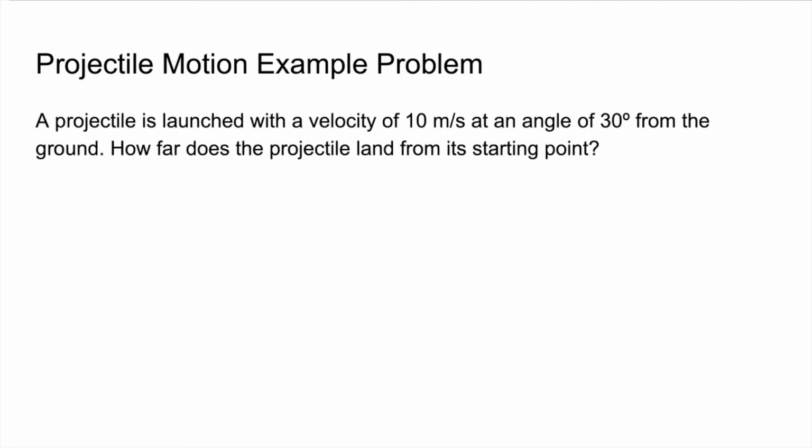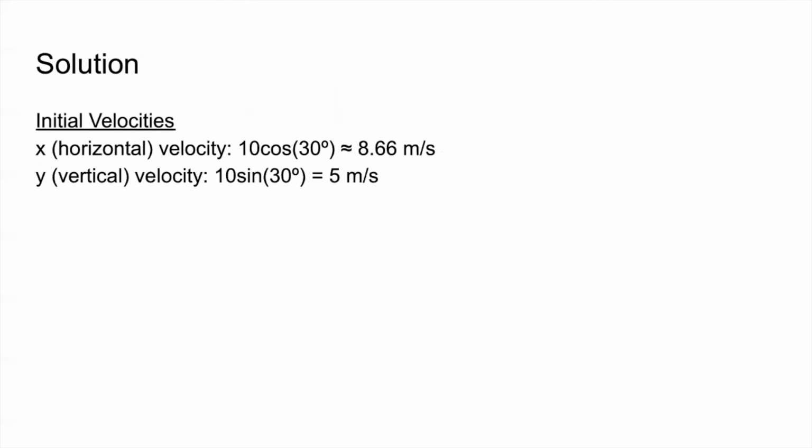A projectile is launched with a velocity of 10 meters per second at an angle of 30 degrees from the ground. How far does the projectile land from its starting point? Well, to determine the time, first you need to know what the x and y velocities are. The x velocity is 10 times cosine of 30 degrees, which is approximately 8.66 meters per second.